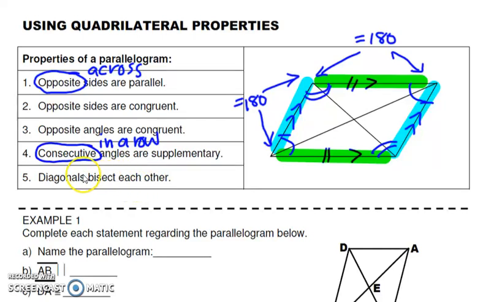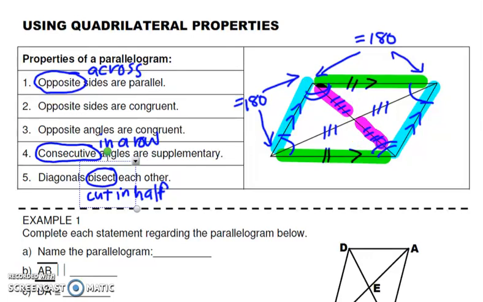Okay, and then our last property is that diagonals bisect each other. Remember, bisect means to cut in half. So our diagonals cut each other in half. That means that this half is congruent to this half, and same with the other two halves. They're congruent to each other. So I could pick a new 2 colors to use and show my congruent diagonal halves.